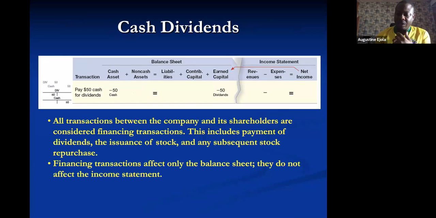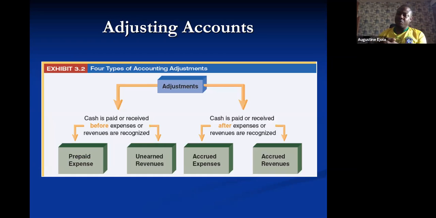Where we say, based on the matching principle, we have situations where you have received money as a business and you are yet to deliver on that service, or you have incurred expenses, but the service is yet to be paid to you. In such situations, we have to make adjustments. And one of such adjustments is what we have as prepaid expenses.